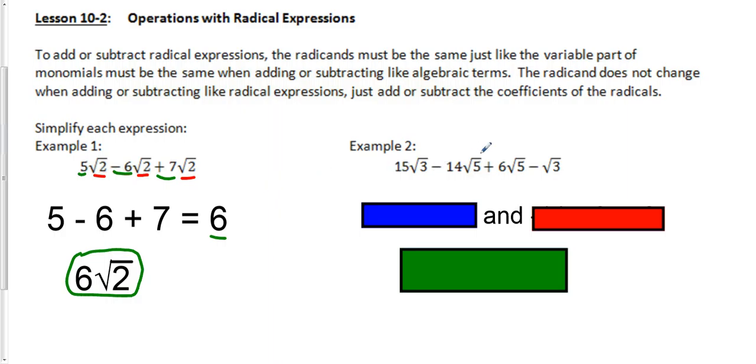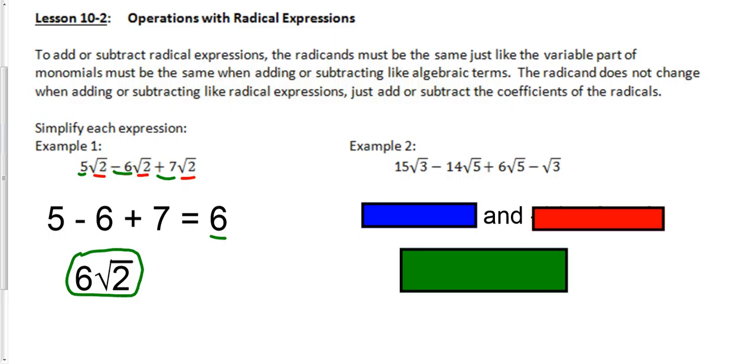For example 2, we've got 4 different terms here: 15 square roots of 3, negative 14 square roots of 5, I call it negative because we have a minus here, 6 square roots of 5, because we have a plus for positive, and negative, in a sense, you can think of it as negative 1 square roots of 3. Or you can just think of it as minus the square root of 3, because 1 times the square root of 3 is just the square root of 3.